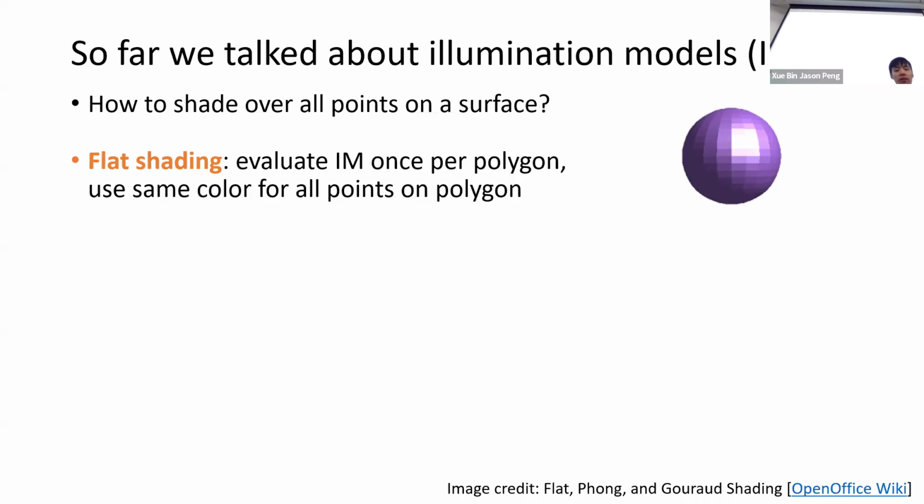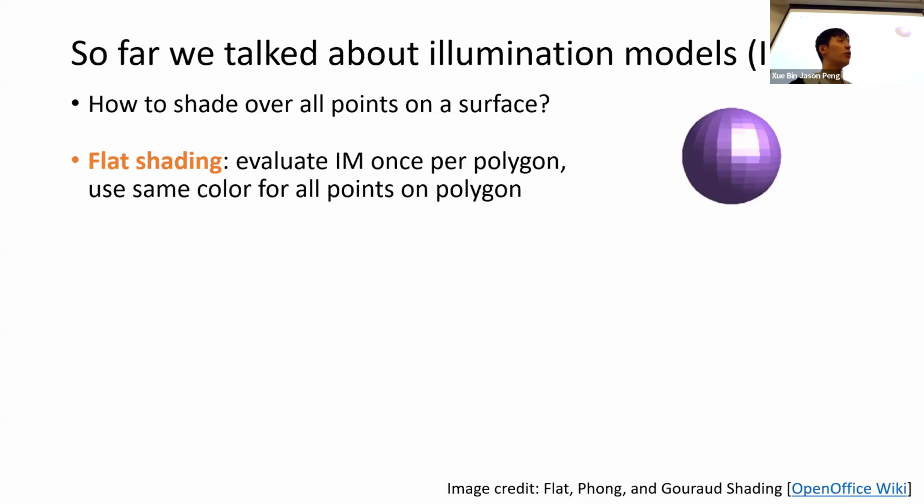So for example, one simple strategy that we can use is that we'll only evaluate these lighting models once per polygon in our mesh. So let's say if our mesh was made up of a bunch of triangles, we can evaluate the lighting model once for each triangle. And then we can assign a constant color over the surface of the triangle. So with this flat shading technique, we might evaluate the lighting model at the center of a triangle. And then we are going to assign that same color across the whole surface of that triangle.